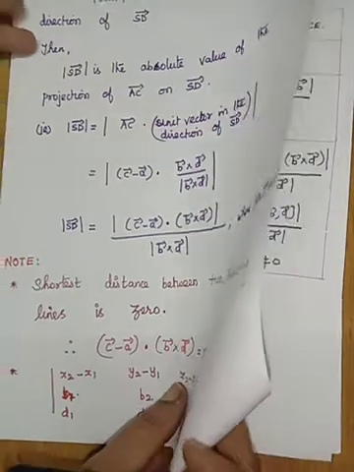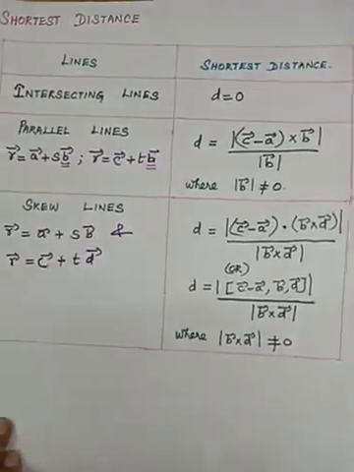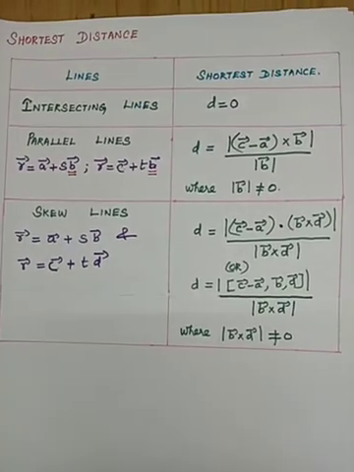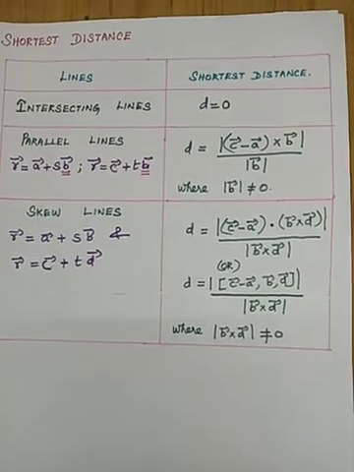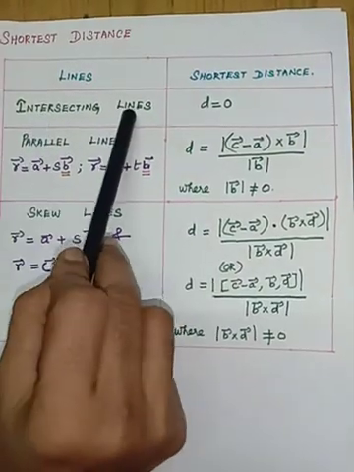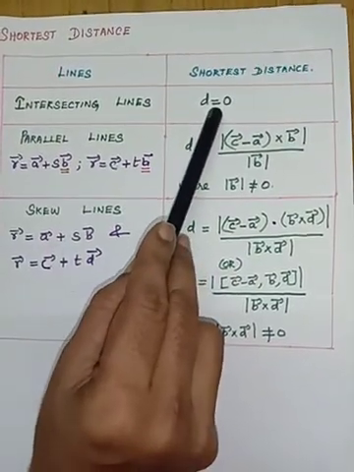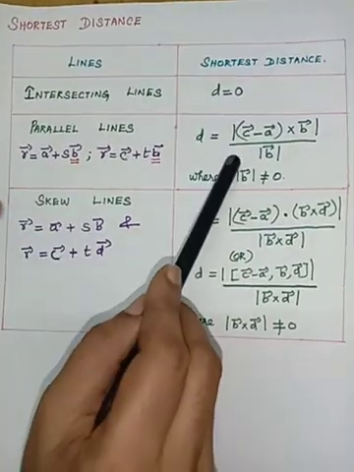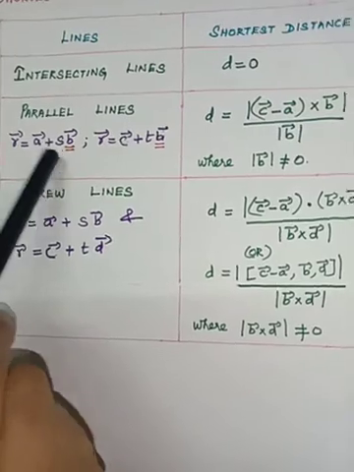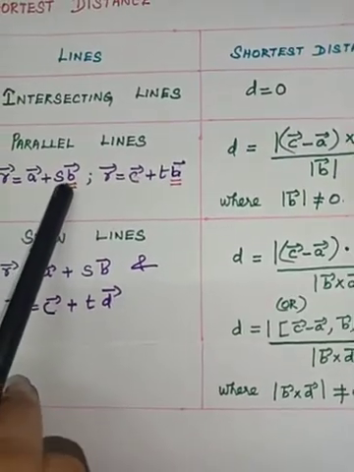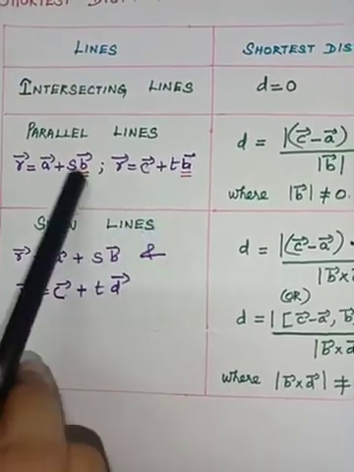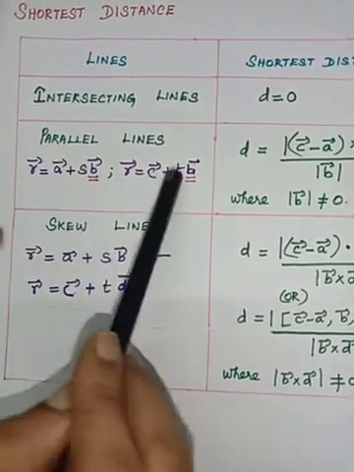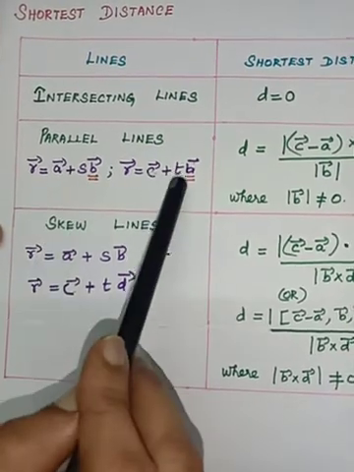Okay, so see that here I have tabulated the shortest distance between intersecting lines, two parallel lines and two skew lines. So for intersecting lines, the shortest distance is 0. Okay, come to the parallel lines. If you want to use this formula, how should the lines be? You see the B vector, parallel vector of the first line and parallel vector of the second line should be the same. B vector, here also B vector. But the scalar multiple can be different. Here I have used S, here it is given as T.